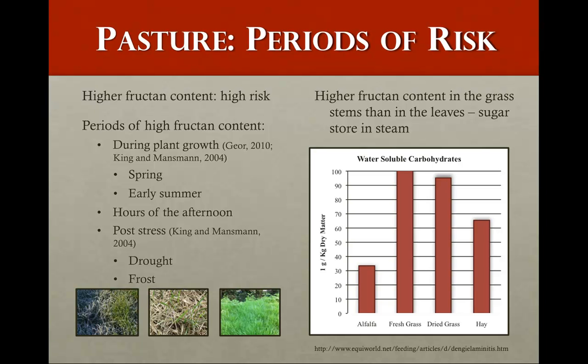In addition, stressors may increase the content of fructan within a plant as well. Cold stress increases fructan content, especially on cold autumn mornings. Overcast also affects these results. As you can see in the graph to the right, water-soluble carbohydrates are greatest within fresh grass as well as dried grass. And this is largely associated to the problem associated with laminitis and pastures.